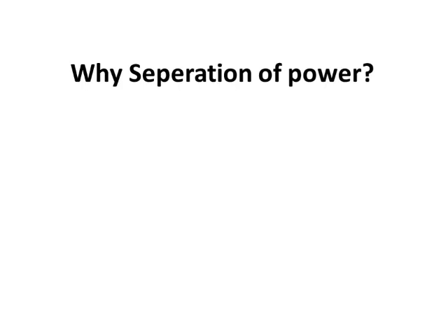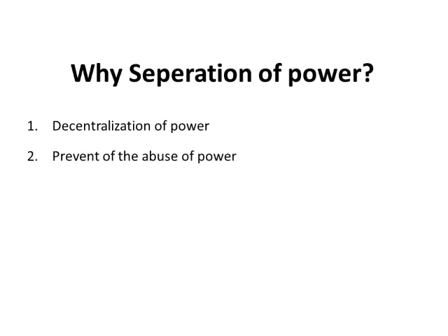Why separation of power? The reason for the separation of power is the decentralization of power, to prevent the abuse of power, and to safeguard the liberties of individuals. If all the powers of the government come into one hand, it will result in the concentration of power. The moment all the powers are concentrated in one hand, there is a fear that it will lead to the abuse of power.